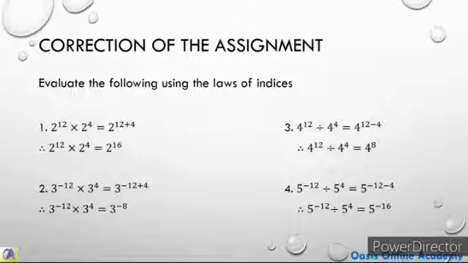For question 3 and question 4, we have the division of numbers in index form. So we subtract their powers. The answer for question 3 is 4 to the power 8, and for question 4 it is 5 to the power negative 16. Now, I will encourage you to compare these answers with your own and be sure that you make the appropriate correction if you made any mistake.